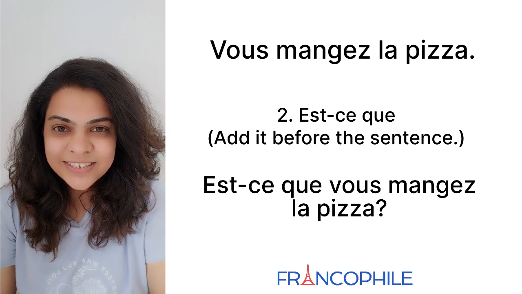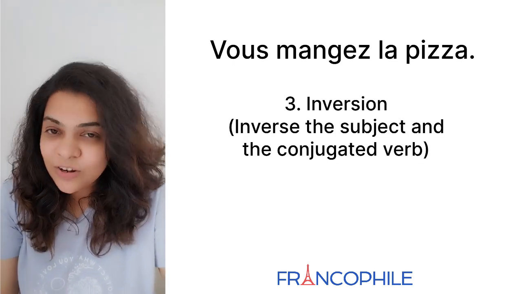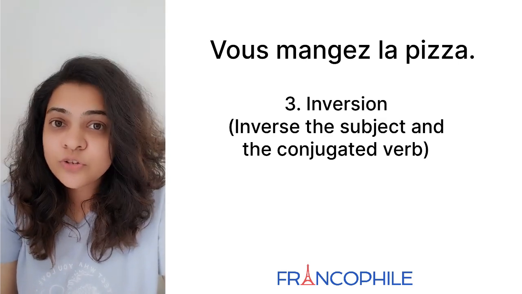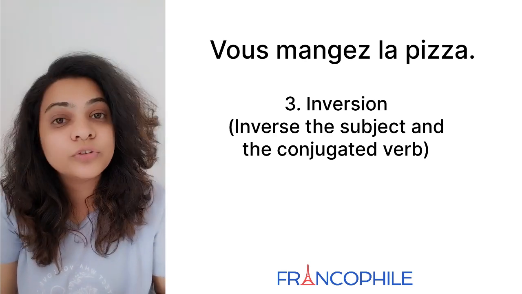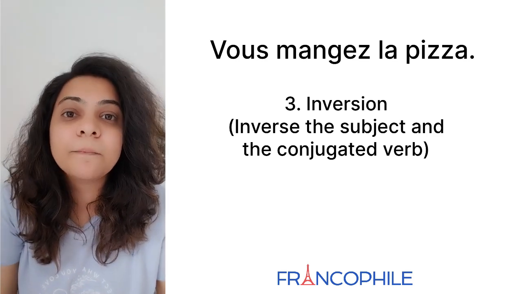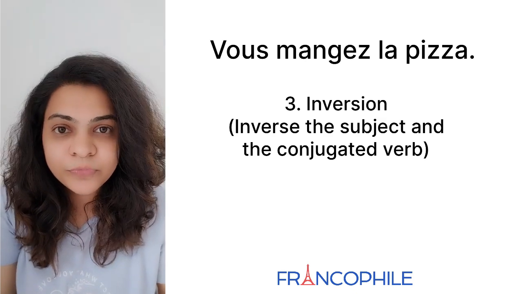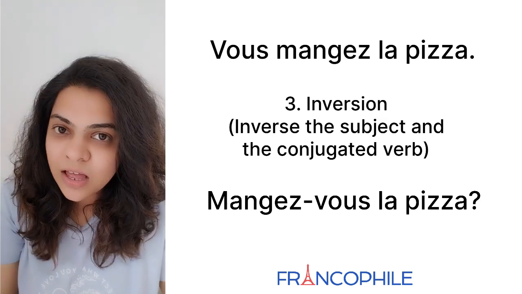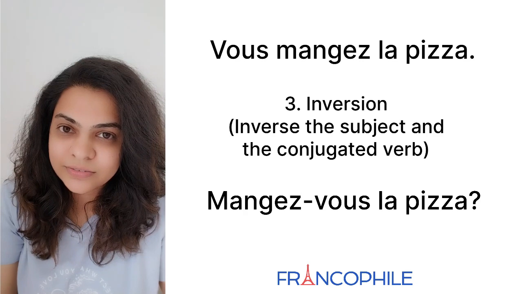Simple? Got it? And the third one is inversion. The word itself explains it. You just have to invert your sentence. Well, actually only two elements of your sentence: the subject and the verb. So in this sentence, vous mangez la pizza, vous is the subject and manger is the verb. You just have to invert these two: Mangez-vous la pizza? And add a question mark.